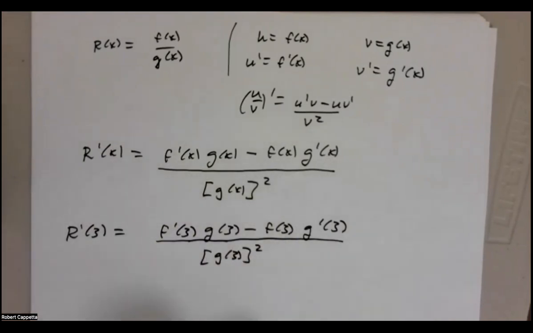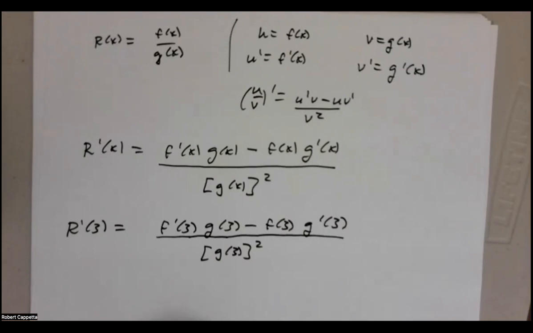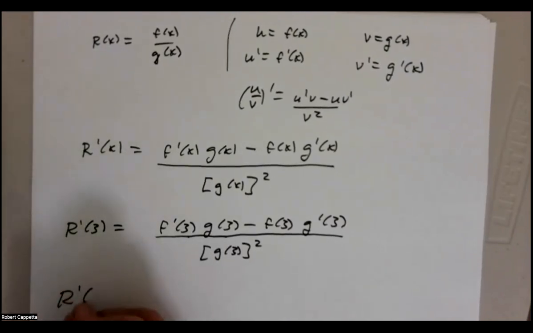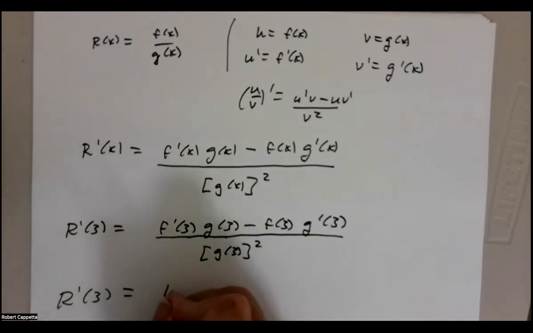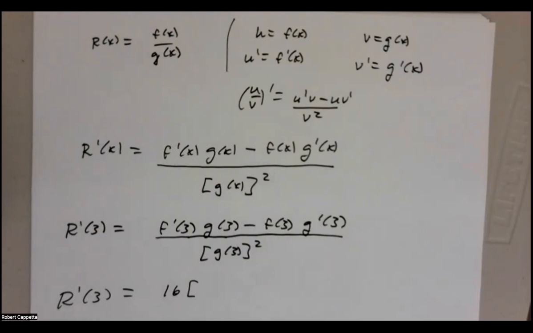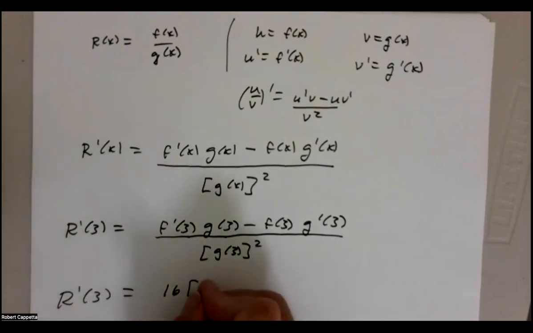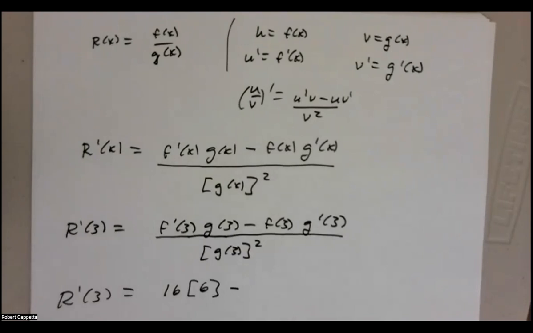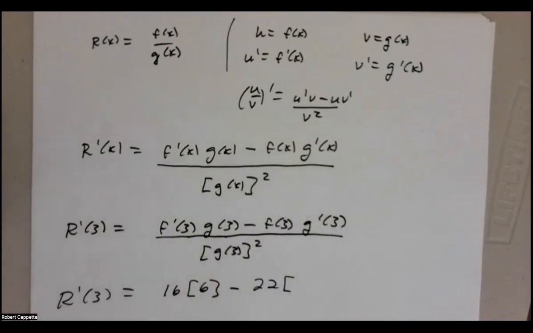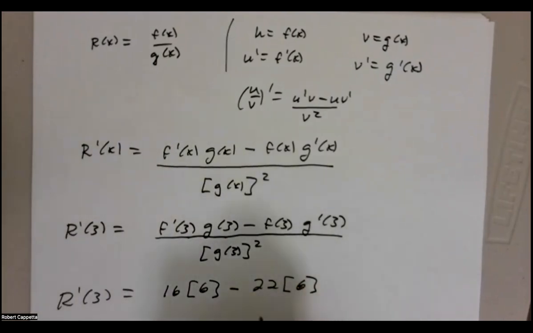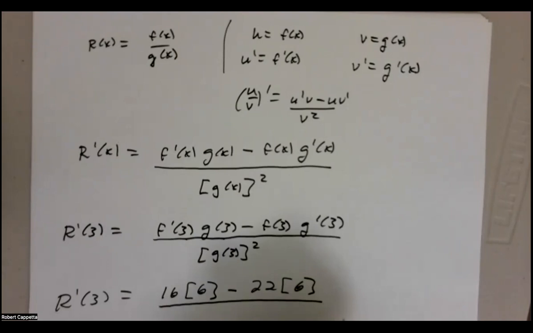So let's look at our table. Let's fill in those values and see what we get. R prime of 3 is what? F prime of 3. What is f prime of 3? 16 times g of 3. G of 3 looks like it's 6. Minus f of 3. F of 3 looks like it's 22. Times g prime of 3. Looks like it is also 6. All over g of 3 squared. G of 3 squared, g of 3, again, 6 squared.